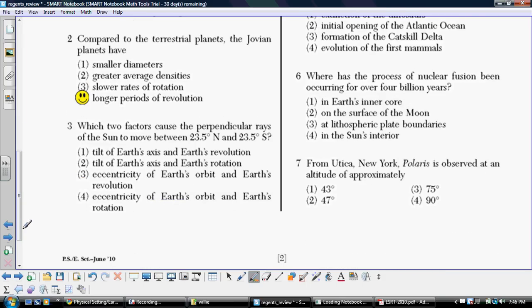Number 3, factors that cause the perpendicular rays, right, the direct rays or vertical rays of the sun to move between the latitudes here of the Tropic of Cancer and the Tropic of Capricorn. That's got to be due to the tilt of Earth's axis and going around the sun, which is the revolution. So that will set choice number 1 apart from choice number 2 there.